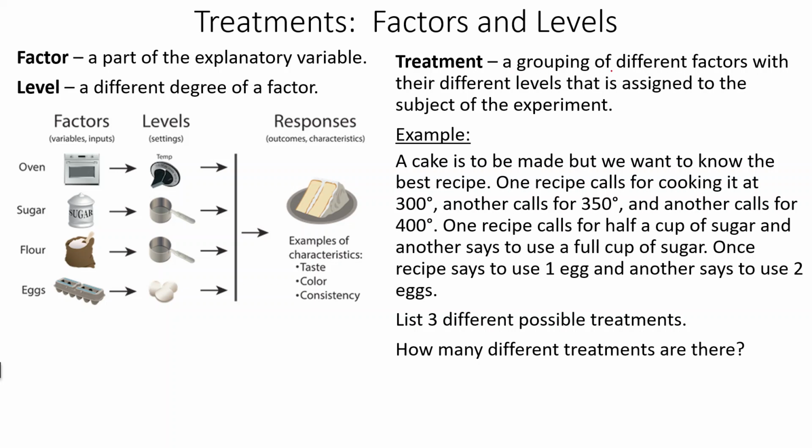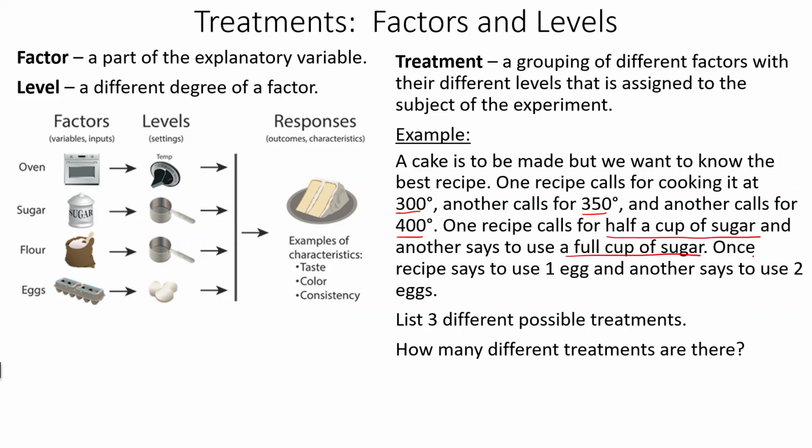Now this brings us a new definition, or kind of an evolved definition, of treatment. It's a grouping of different factors with their different levels that is assigned to the subject of an experiment. So for instance, our cake is to be made, but we don't know what to use for the best recipe. One recipe calls for cooking it at 300 degrees, another calls for 350 degrees, and a third calls for 400 degrees. One recipe calls for half a cup of sugar, another one says to use a full cup of sugar.